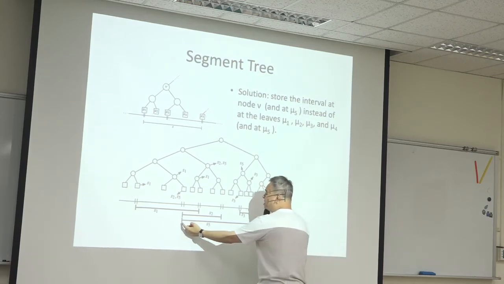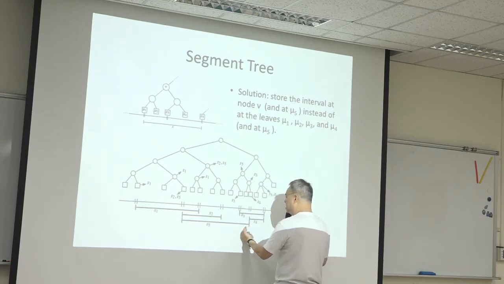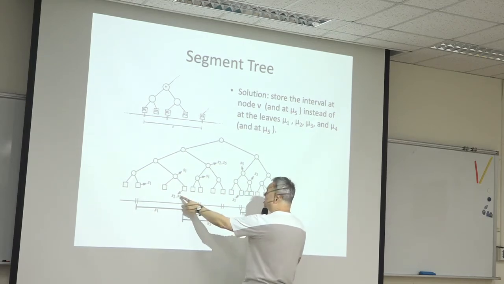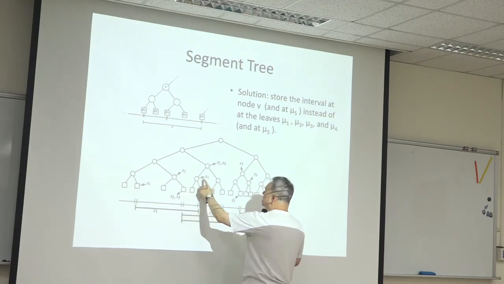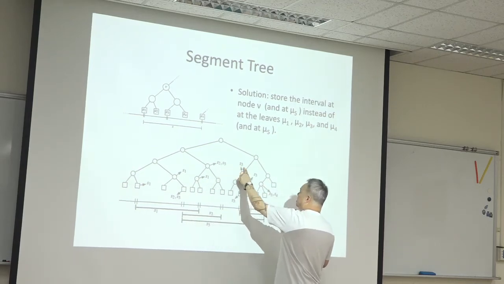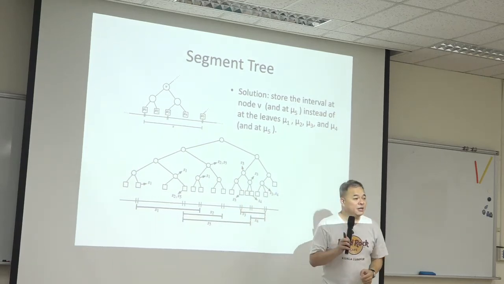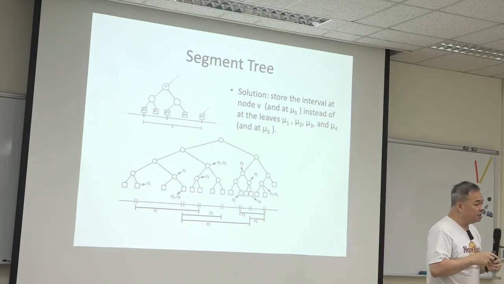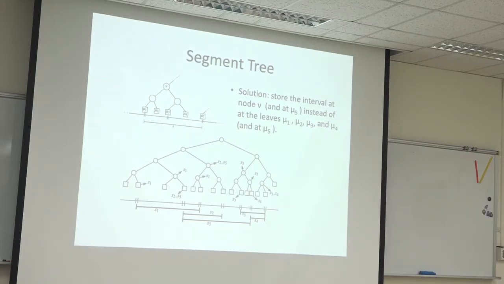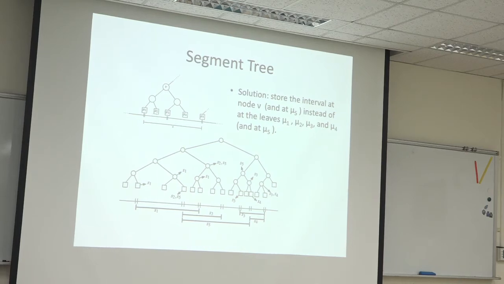And then for S5, starting from here to here, we do the same. So S5 is stored here, here, and here. So this is a more efficient storage manner for our intervals.